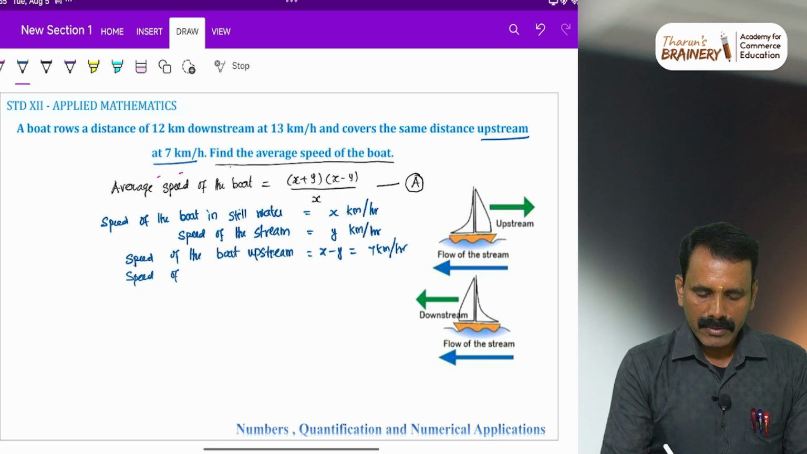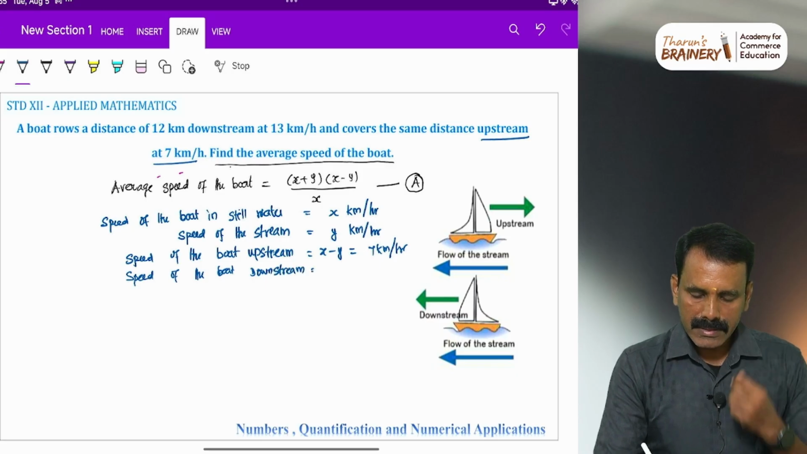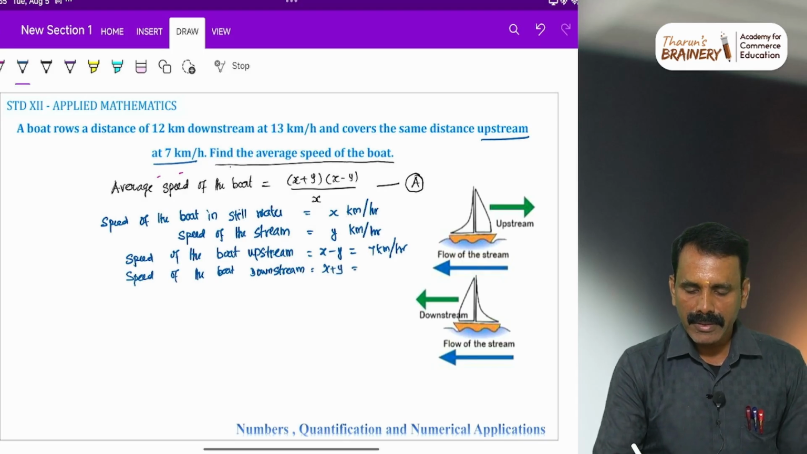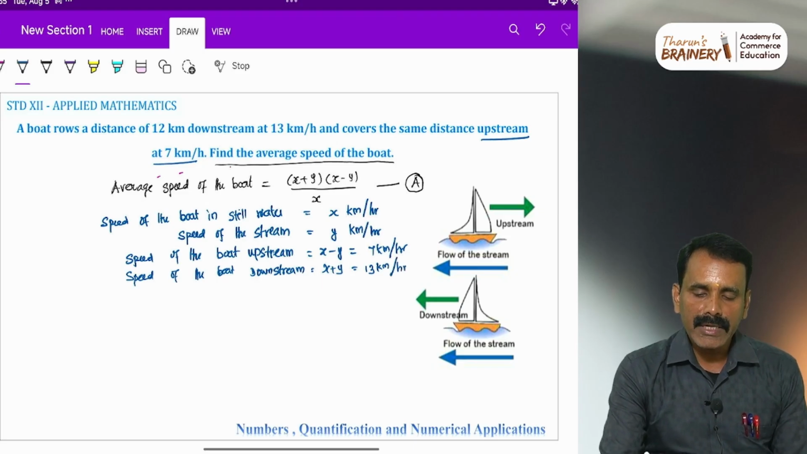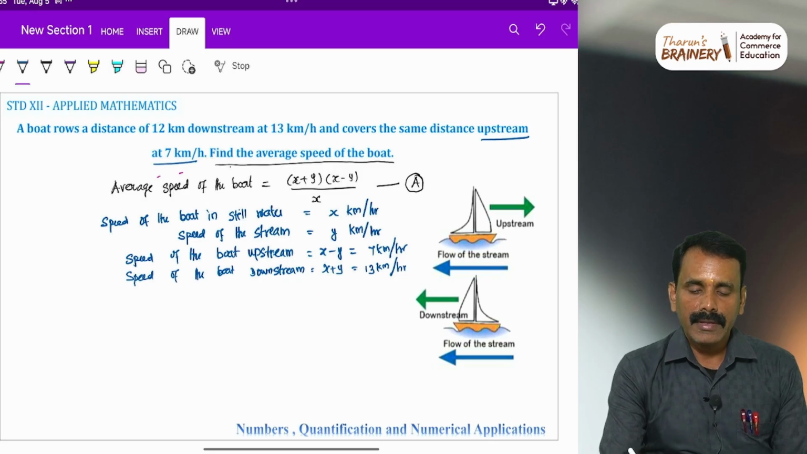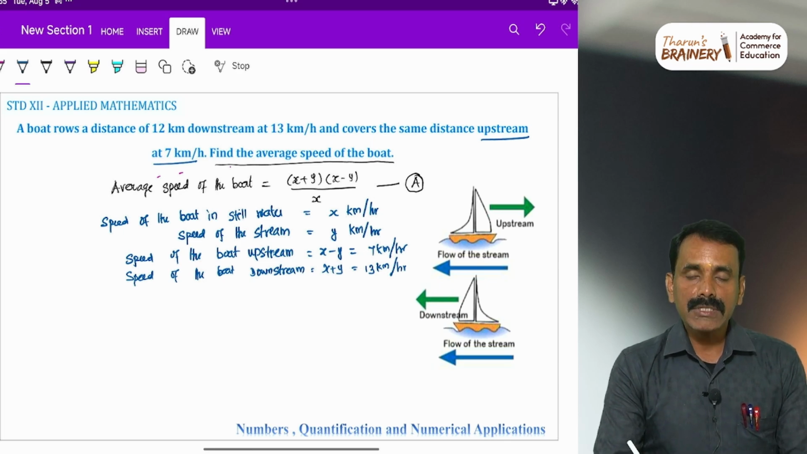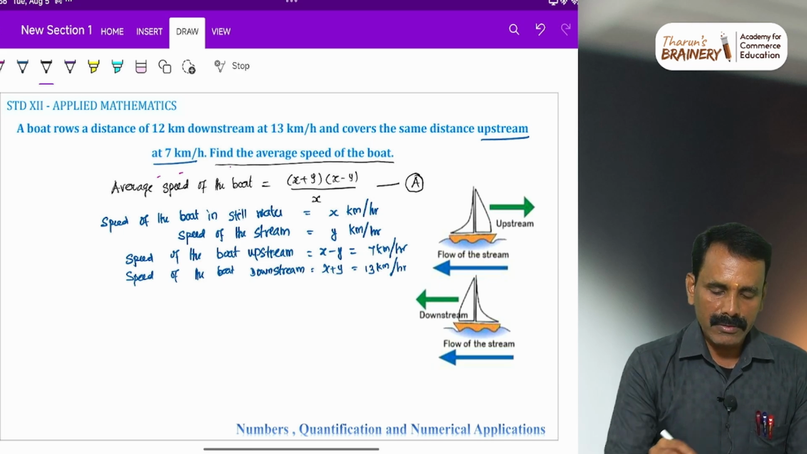So speed of the boat downstream is x plus y, and x plus y is given to be 13 kilometer per hour. So for substituting in the formula, we have the value for x plus y and x minus y, but we don't have the value for x. So we have to find the value for x. How to find the value for x? We have to solve these two equations. So we solve the equation.